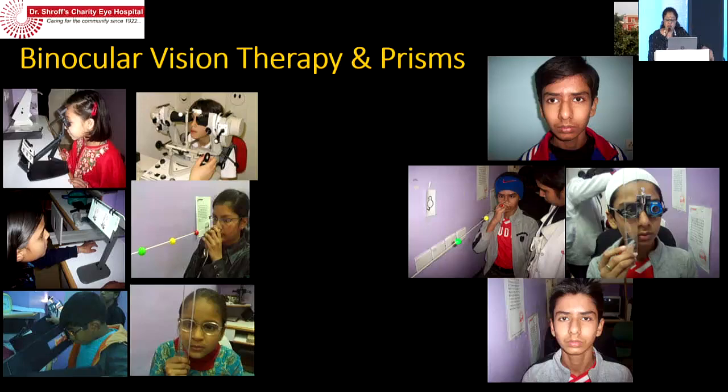So binocular vision therapy and prisms have to be incorporated into your strabismus practice, because this improves the sensory part of your strabismus. We can't just operate on the motor part and say that everything is fine. We need to look at the sensory portion.